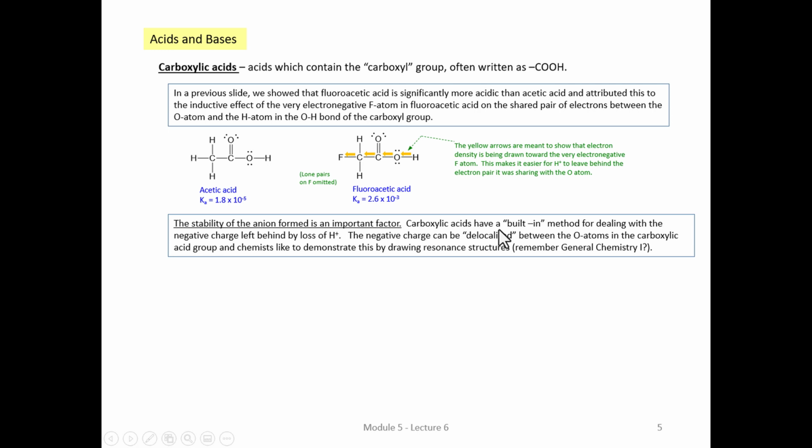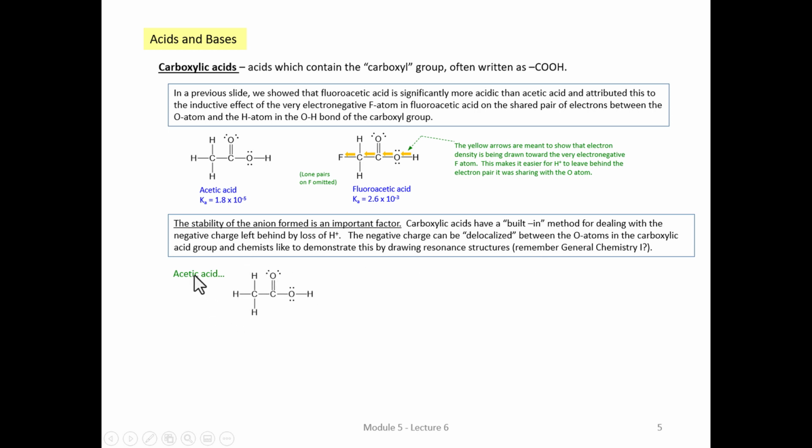Carboxylic acids, just by the nature of their structure, have kind of a built-in method for dealing with the negative charge left behind by the loss of hydrogen ion. The negative charge can be delocalized between the oxygen atoms in the carboxylic acid group, and chemists like to demonstrate this by drawing resonance structures, which hopefully you saw in General Chemistry 1. In any event, this is an easier concept than it just sounded like.